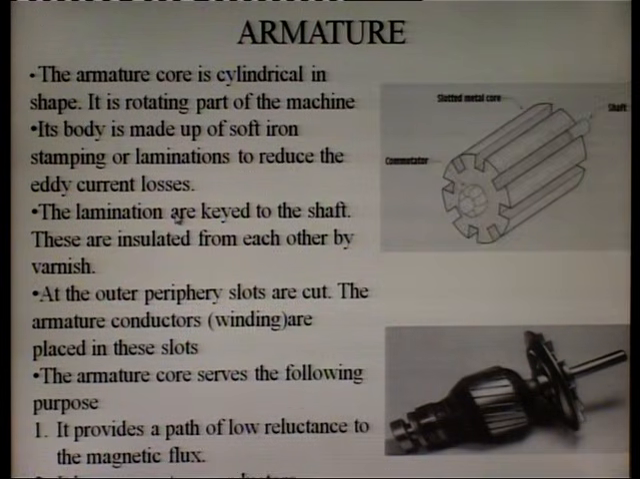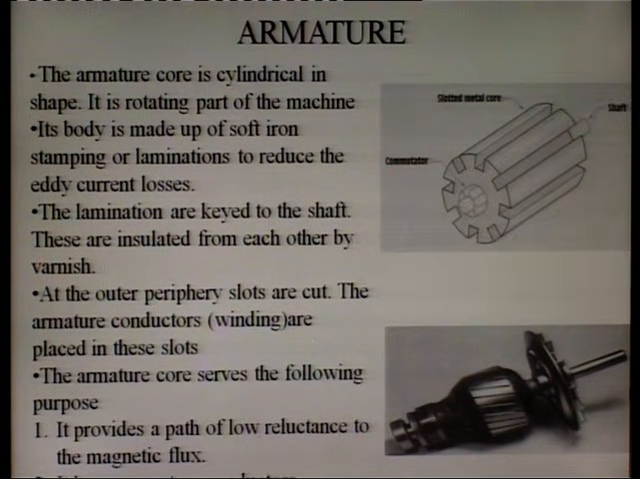Next is armature. The armature core is cylindrical in shape. It is the rotating part of the machine. Its body is made up of soft iron stampings or laminations to reduce the eddy current losses. The laminations are keyed to the shaft. These are insulated from each other by varnish. At the outer periphery, slots are cut. The armature conductors are placed in these slots.